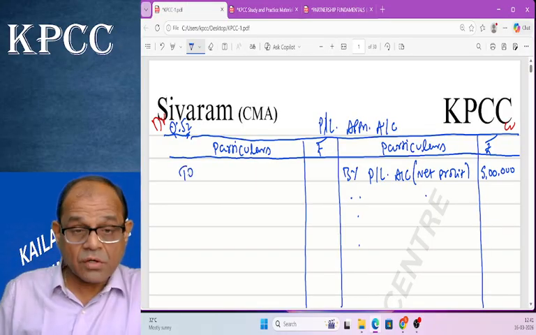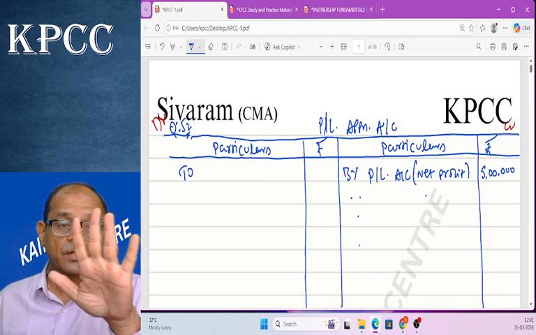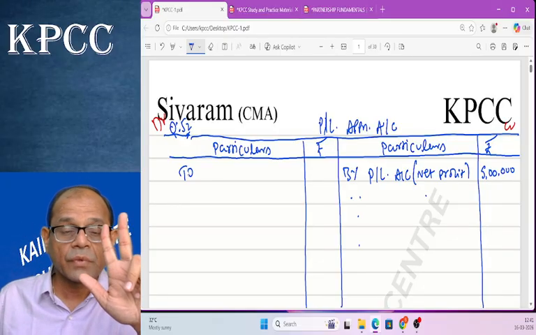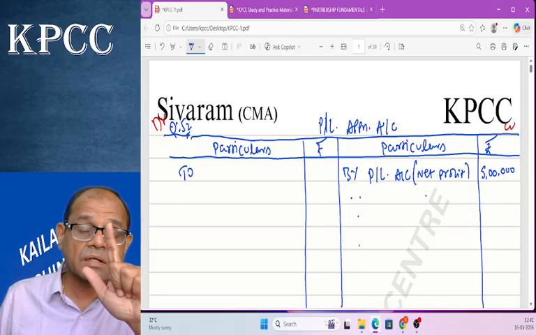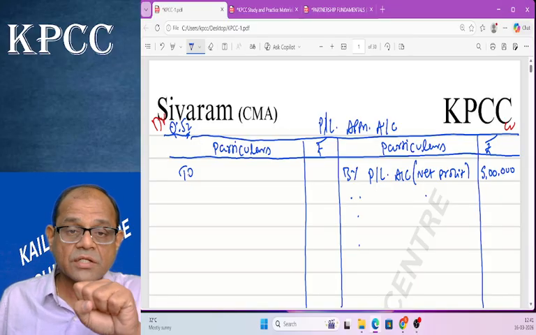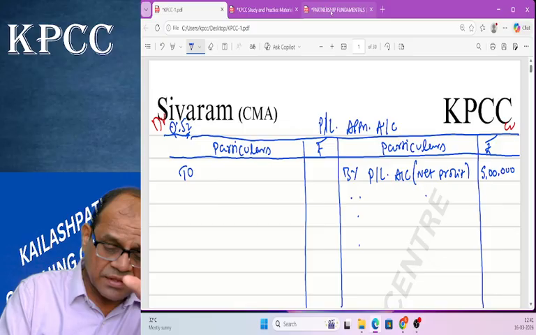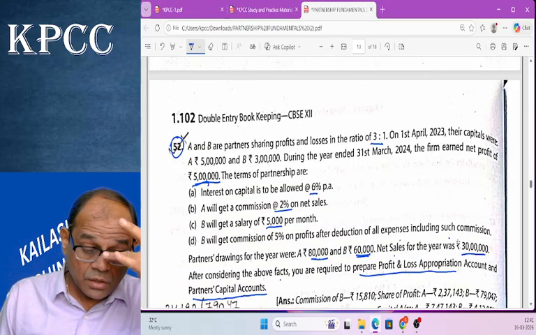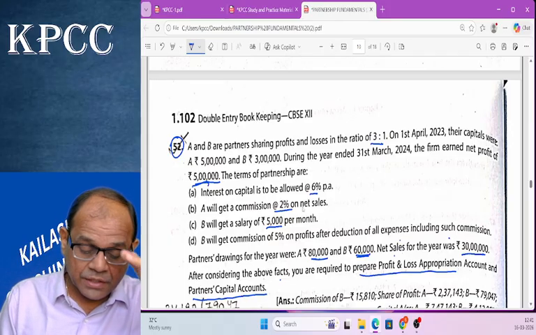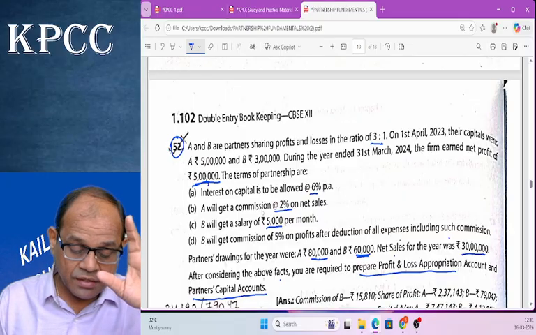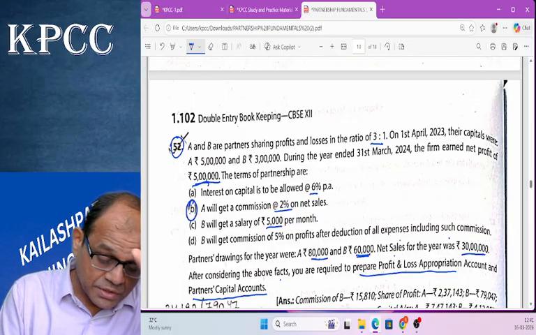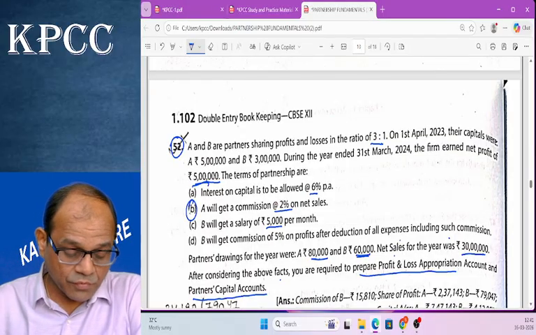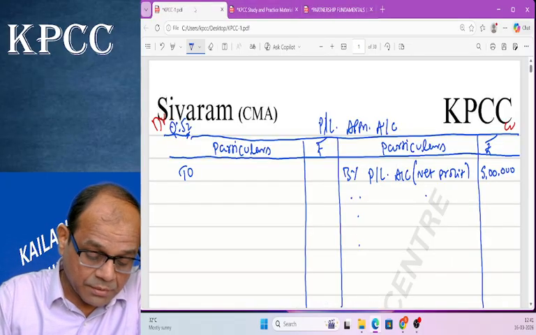Now on the debit side, five items come: interest on capital, salary, commission to the partners, transfer to general reserve, and share of profit. In this sum, I think transfer to general reserve is not there. Now we have only the remaining items: interest on capital, salary and commission. In fact, both the partners are getting commission, so that calculation is going to be very interesting.